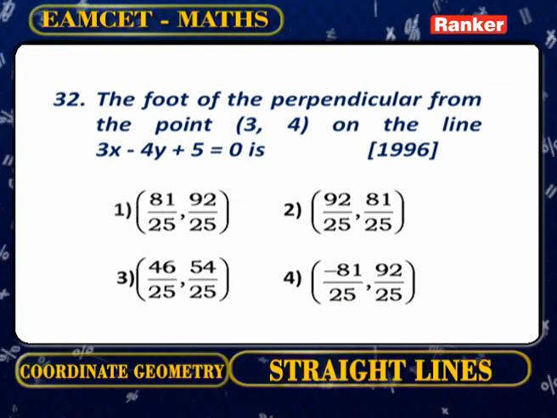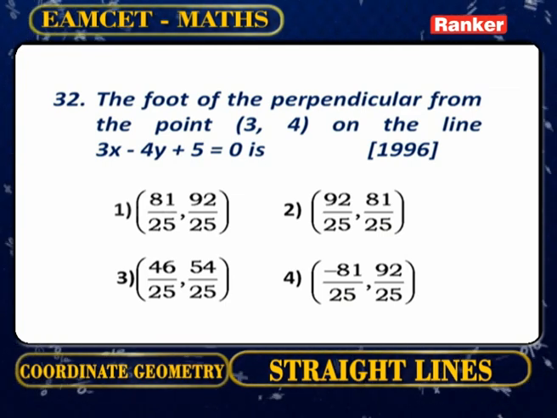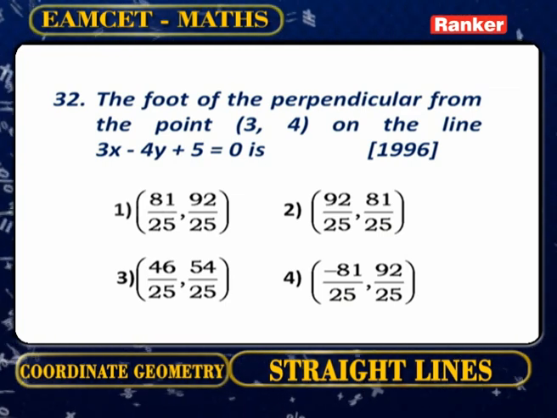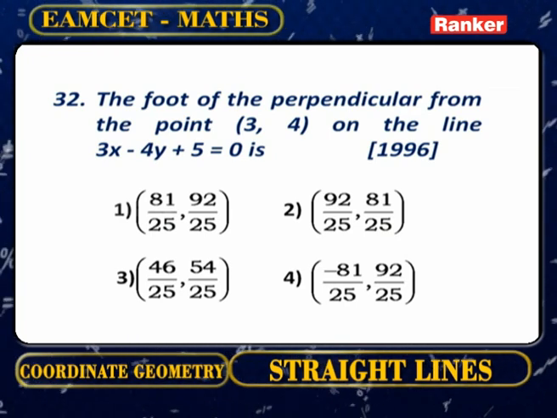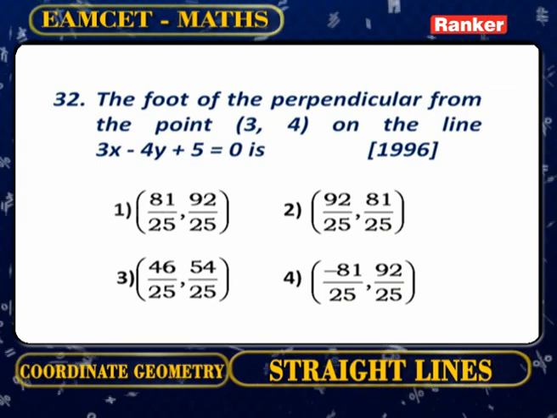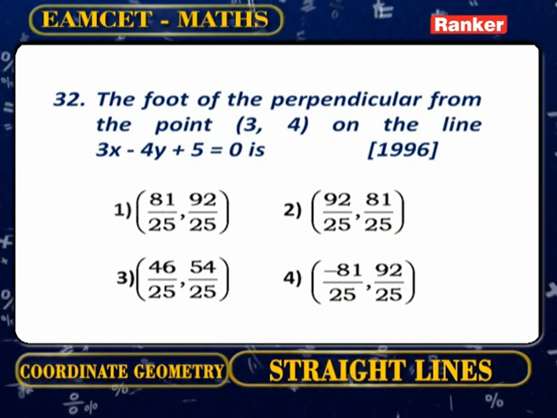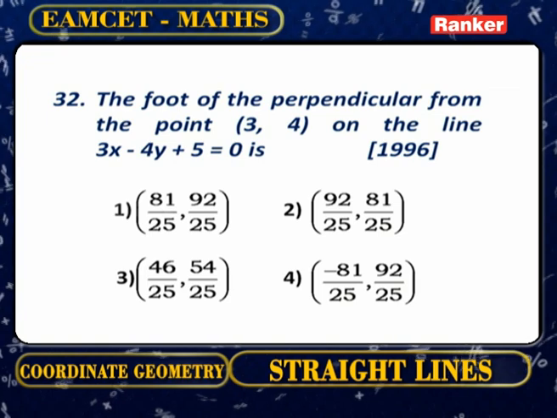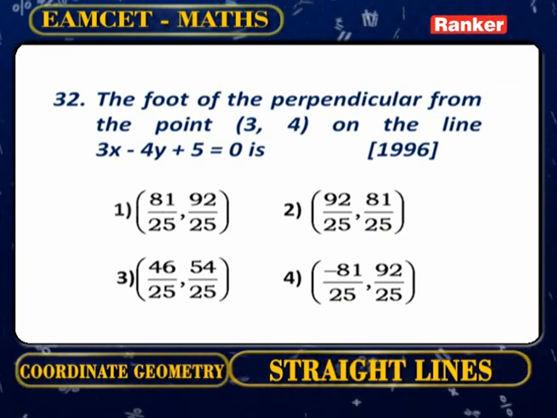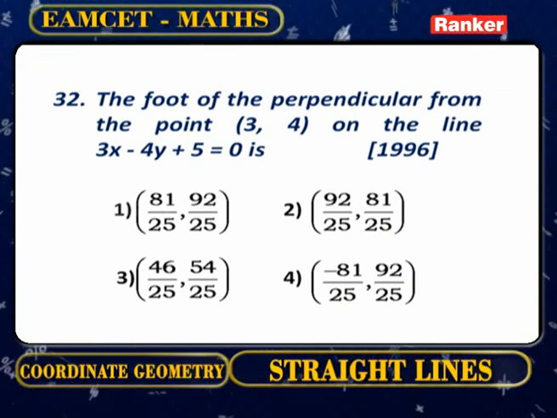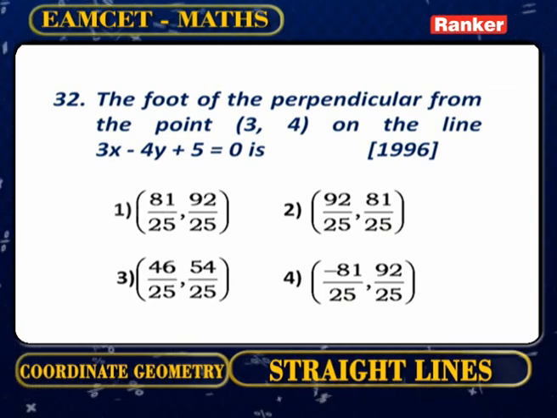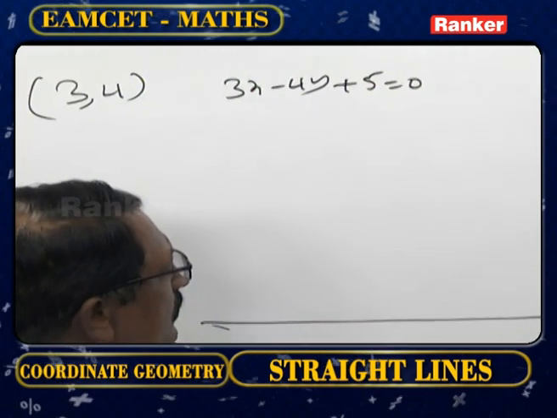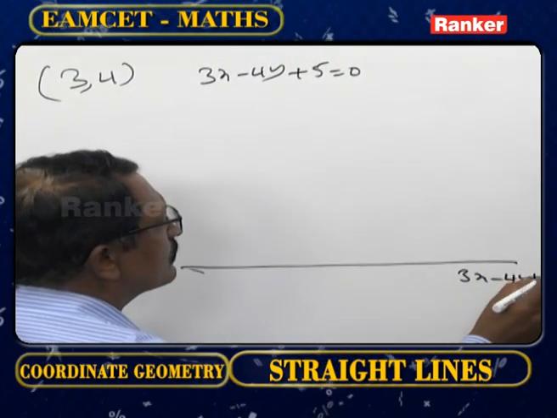The foot of the perpendicular from (3, 4) on the line 3x minus 4y plus 5 equals 0. Now, the given straight line is 3x minus 4y plus 5 equals 0.